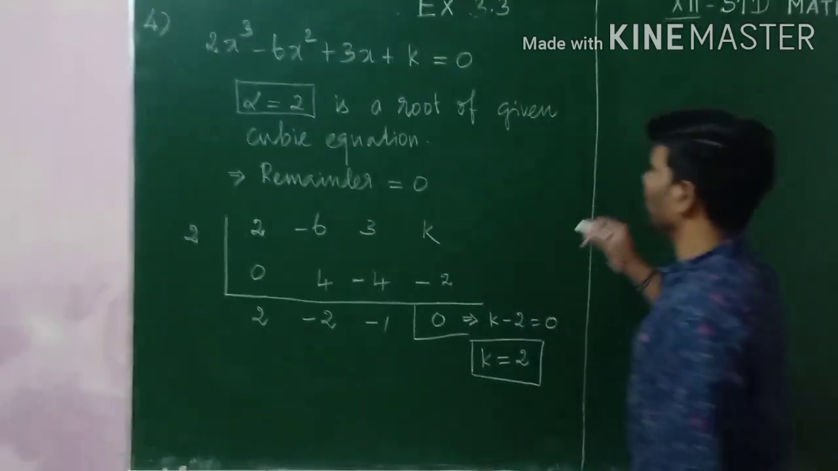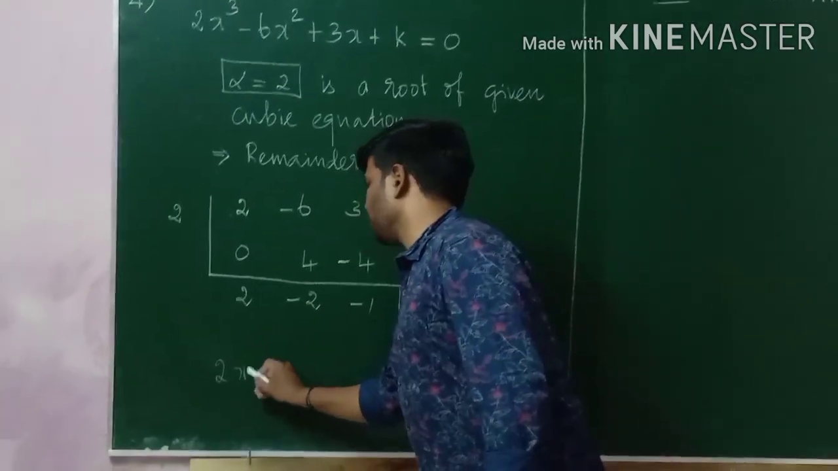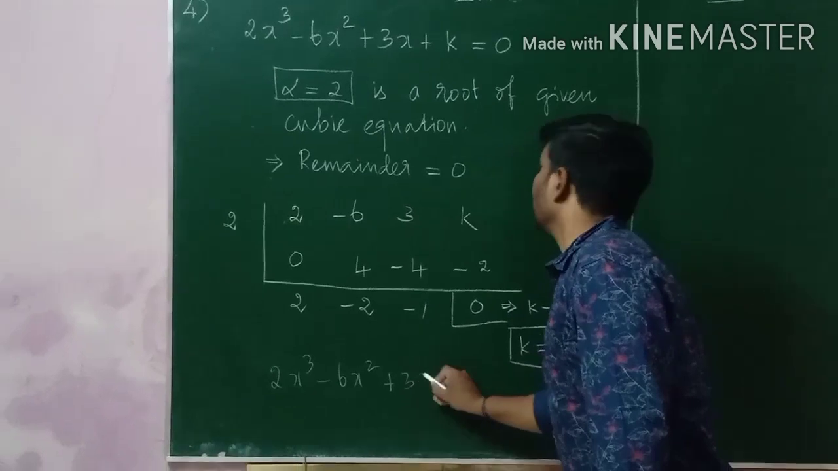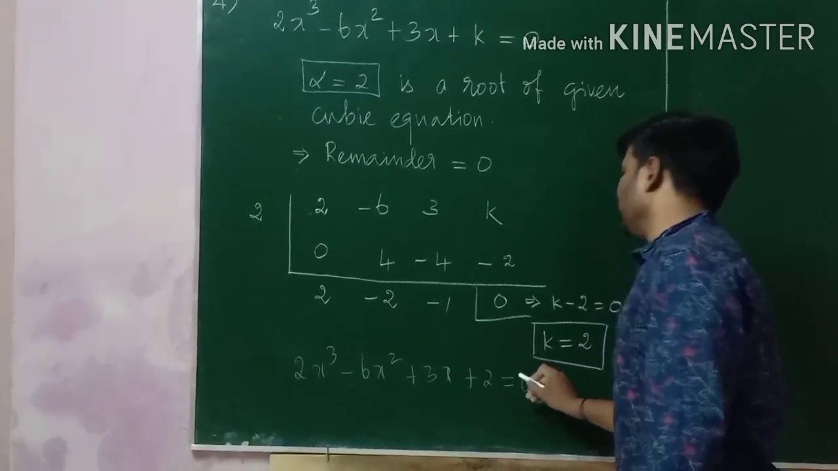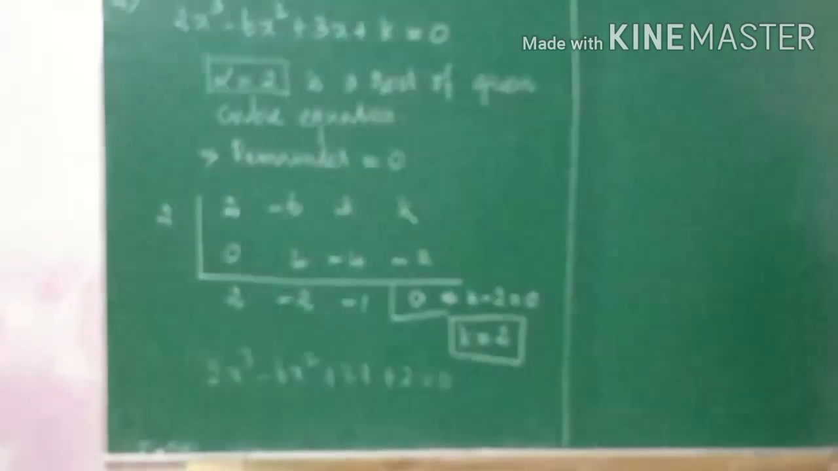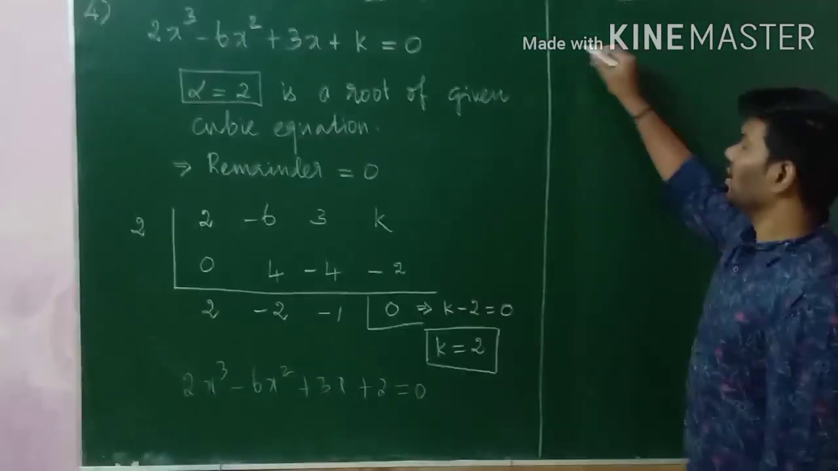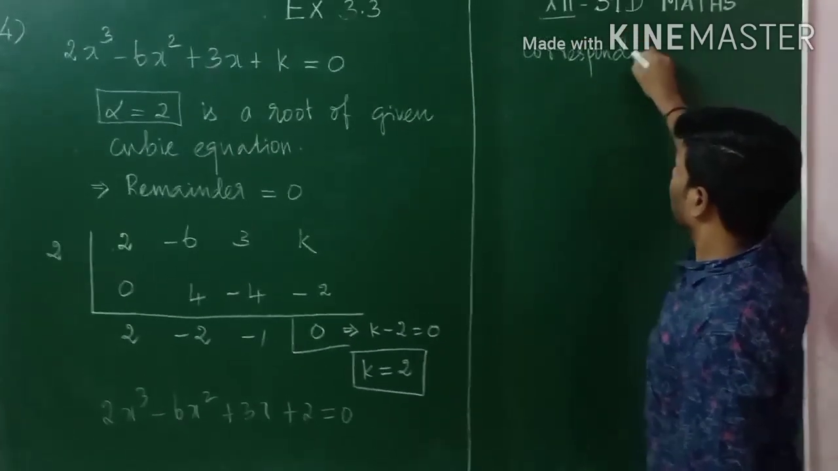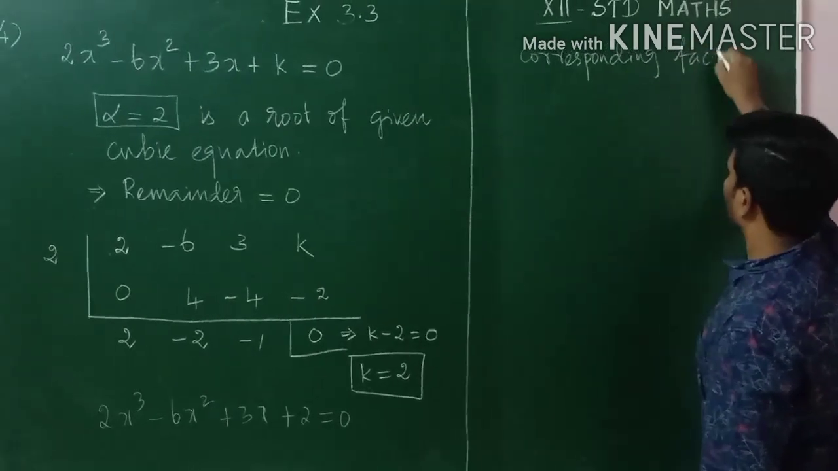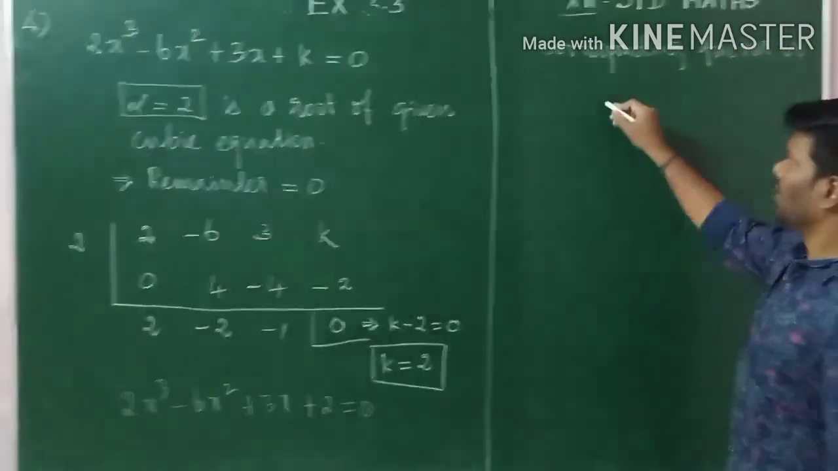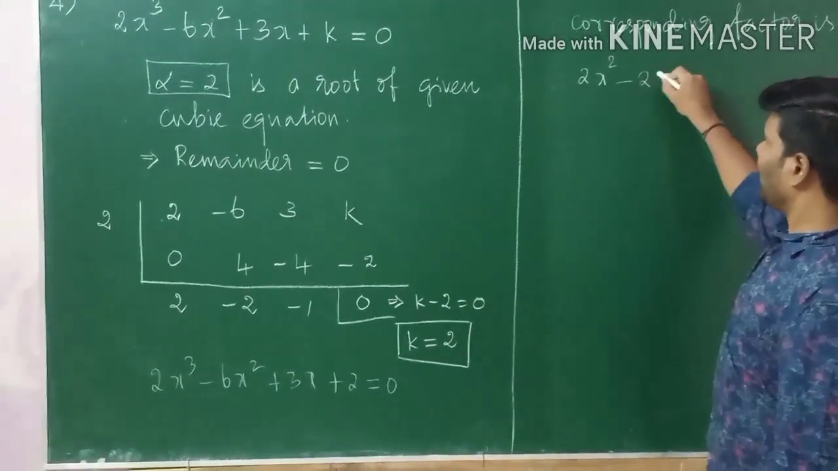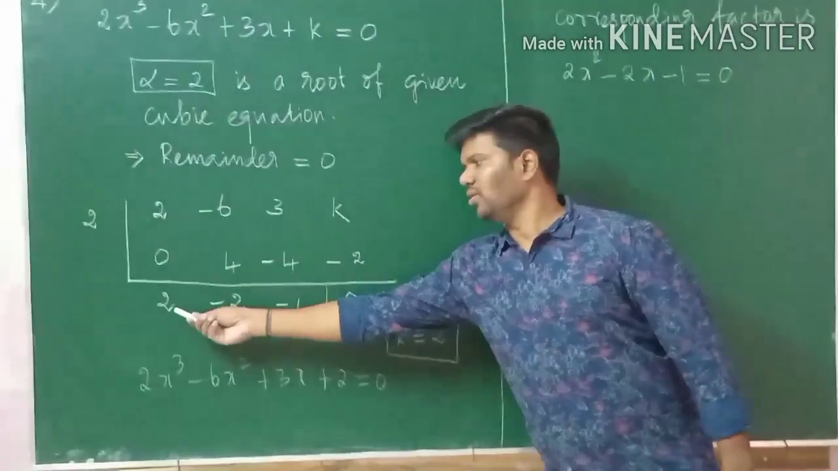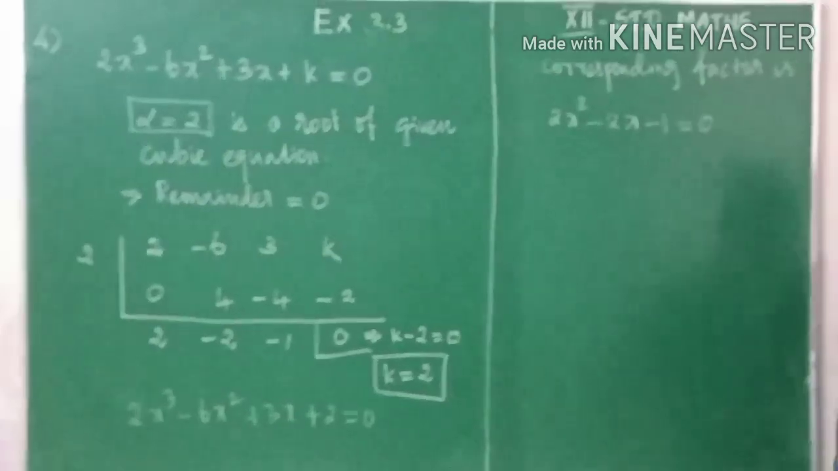Okay. So now the cubic equation is 2x cubed minus 6x square plus 3x plus 2 equal to 0. Still we have to find the other two roots. So what is the other corresponding factor? The corresponding factor is 2x square minus 2x minus 1 equal to 0. From this we have found that 2x square minus 2x minus 1 equal to 0.